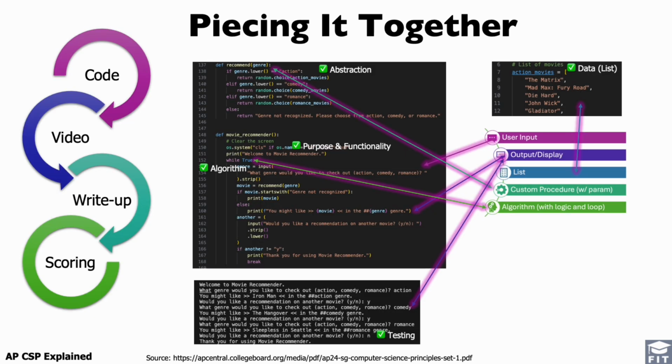Think of it like a puzzle. Your code shows how it works, your video proves it in action, and your writing ties it all together using the rubric. Before you submit, double-check that you've included everything: user input, something the program displays as output, at least one list to help manage complexity, a custom procedure you created with at least one parameter, and don't forget, your code needs to call it, and an algorithm that includes sequencing, selection, and iteration.